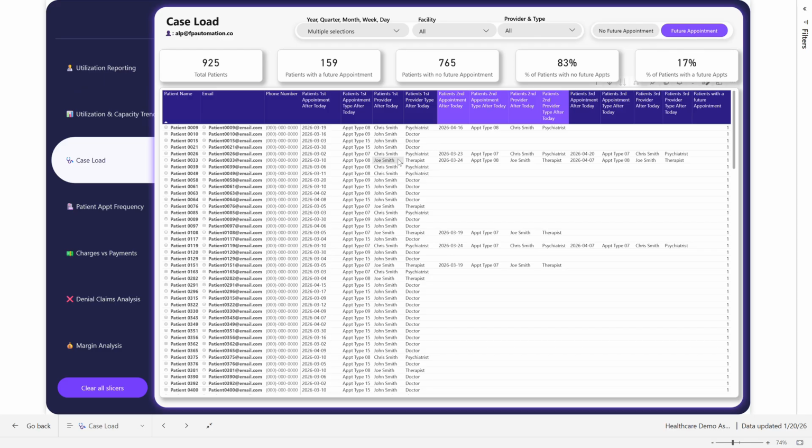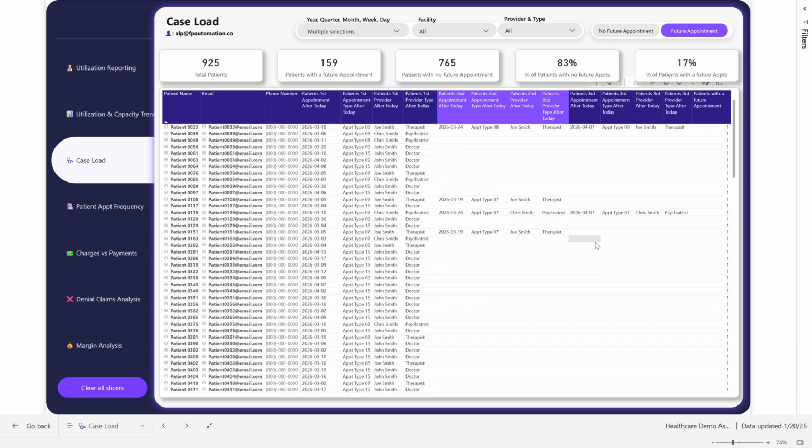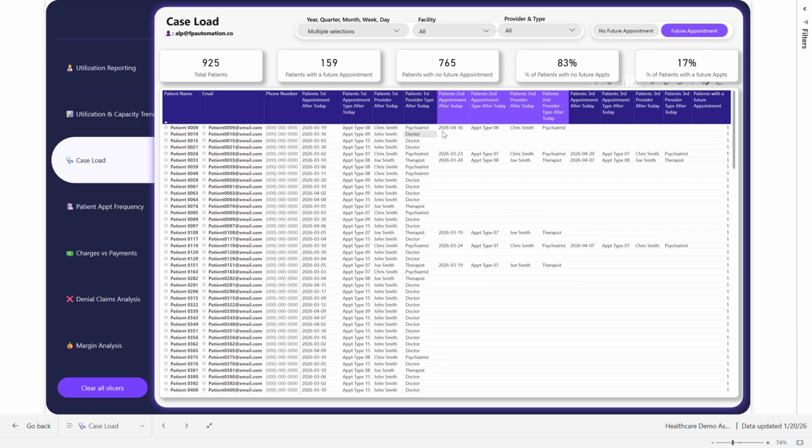What this sort of analysis enables you to do is see exactly who your patients are, the first appointment that they have after today's date, what appointment they are scheduled for, and who they will be seeing, as well as any second and third appointment they have coming up. This information enables you to see exactly the timings around when patients have their next set of appointments and to book future appointments in place to ensure that you are filling your backlog and ensuring that patients are getting great care.